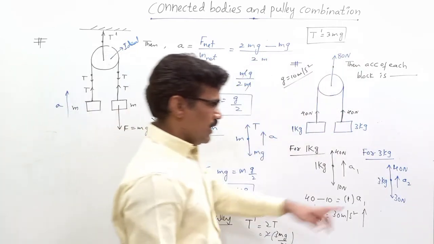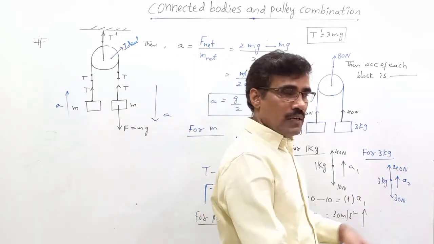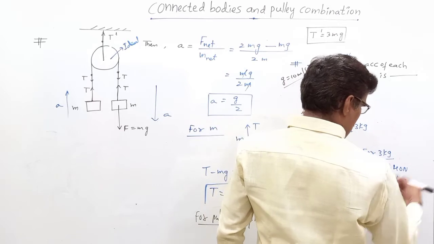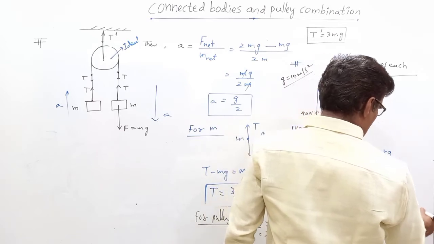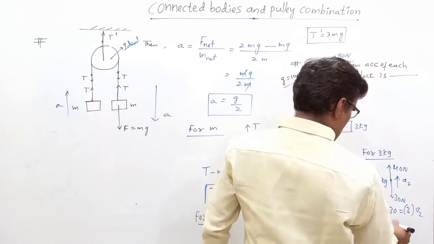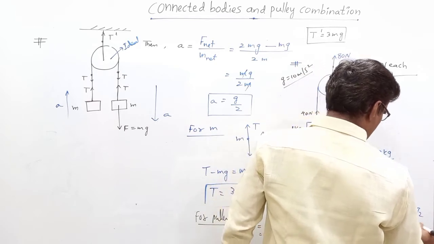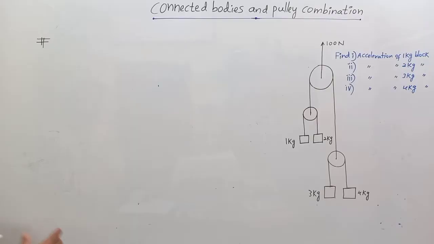What is the net force on the 3 kg block? 40 minus 30 is equal to MA. M is 3, A is A2. Therefore, A2 is equal to 10 by 3 meter per second square, in the vertical direction.